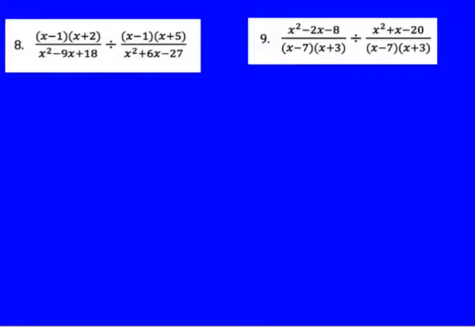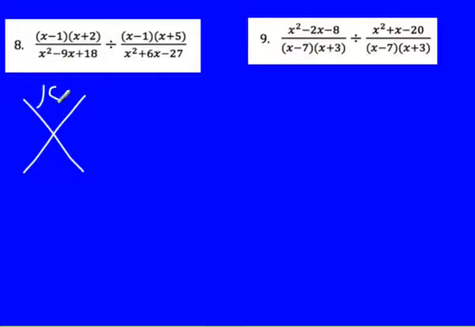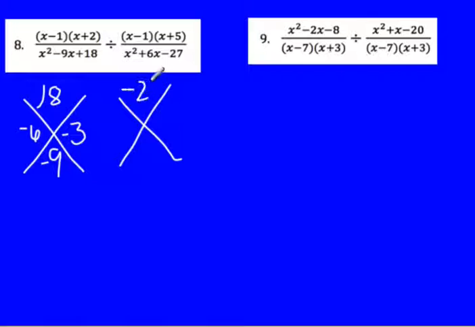So let's take a look at number 8. We're going to have to do some factoring on the bottom here. So we're going to multiply to 18 and add to negative 9. So that's negative 6 and negative 3. Same thing for this one right here. We're going to multiply to negative 27 and add to 6. So that's going to be 9 and negative 3.